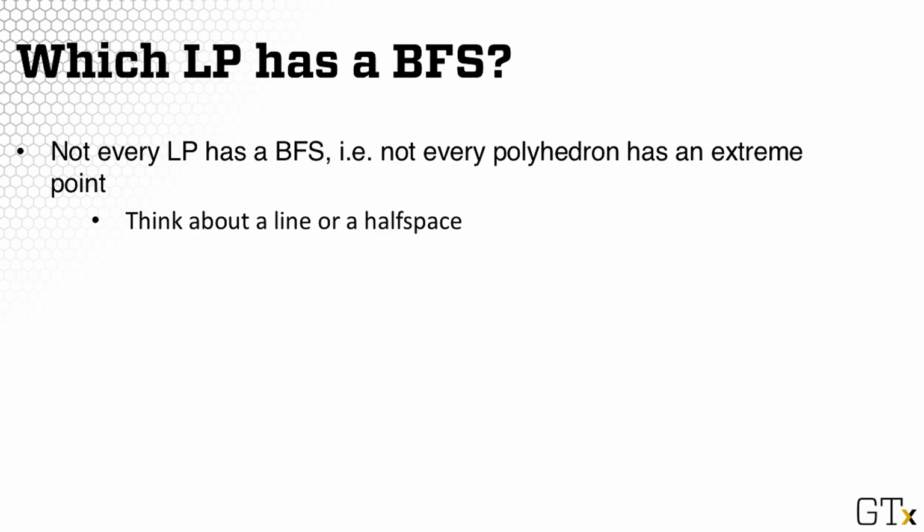Remember, a basic feasible solution is an extreme point in the geometric point of view. An extreme point is those corner points. So this statement says not every linear program has a corner point in the feasible region. So when we say not every linear program has a basic feasible solution, it means the feasible region of that linear program may not have a basic feasible solution. So the example is very simple.